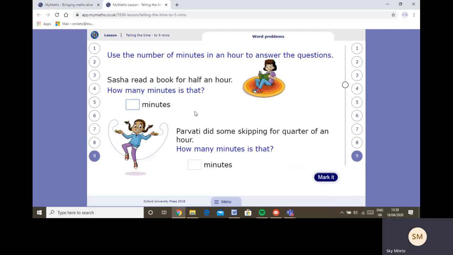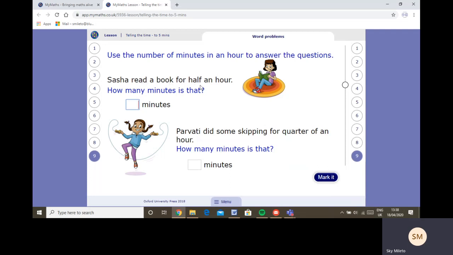So, this is tricky. These are some word problems. Remember, word problems you have to read very carefully. You could use a rucksack to work them out. Tell whoever's with you or tell yourself what rucksack means. So, use the number of minutes in an hour to answer the questions.